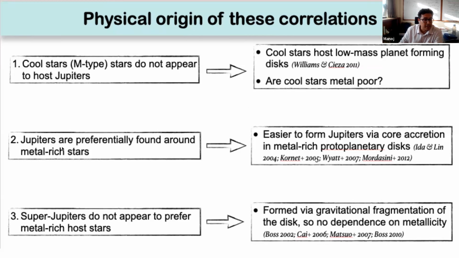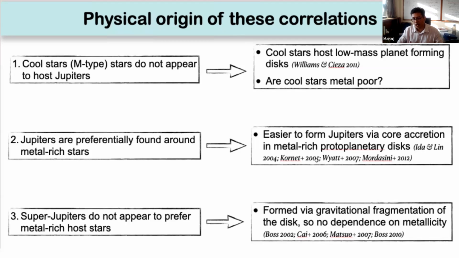And a second trend that we are seeing is that Jupiters are preferentially found around metal-rich stars. The way we understand this is, according to the modern star formation theory, the star, the protoplanetary disk, and the planets that are formed out of it all form from the same molecular cloud material, which has a given metallicity. And it has got to do with the formation of Jupiters in the standard, canonical, classic planet formation theory.